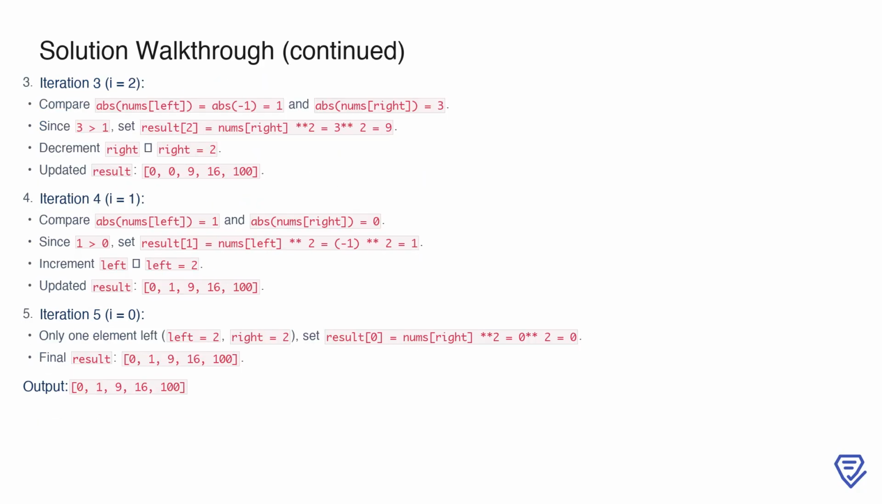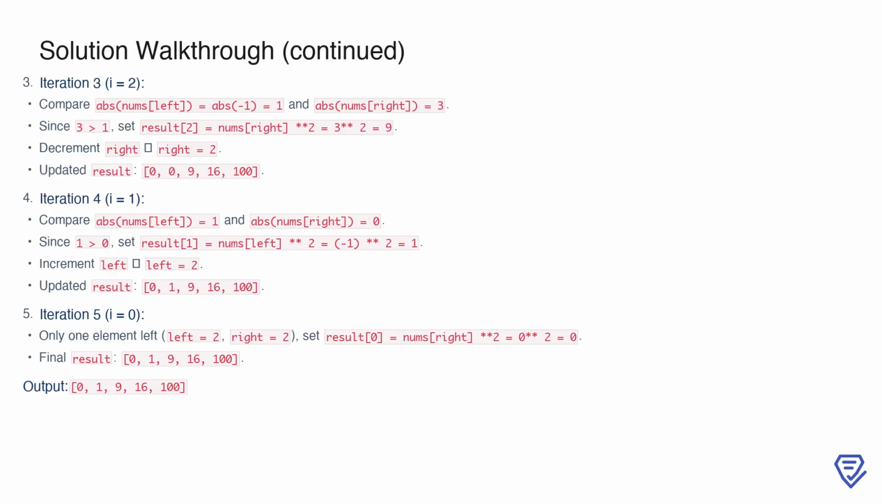In the third iteration, the values at the left and right pointers are compared again. Here, abs(nums[left]) is 1, and abs(nums[right]) is 3. Since 3 is greater, we square nums[right] to get 9 and place it in the next available position in the result array. We then decrement the right pointer, and the result array becomes 0, 0, 9, 16, 100.